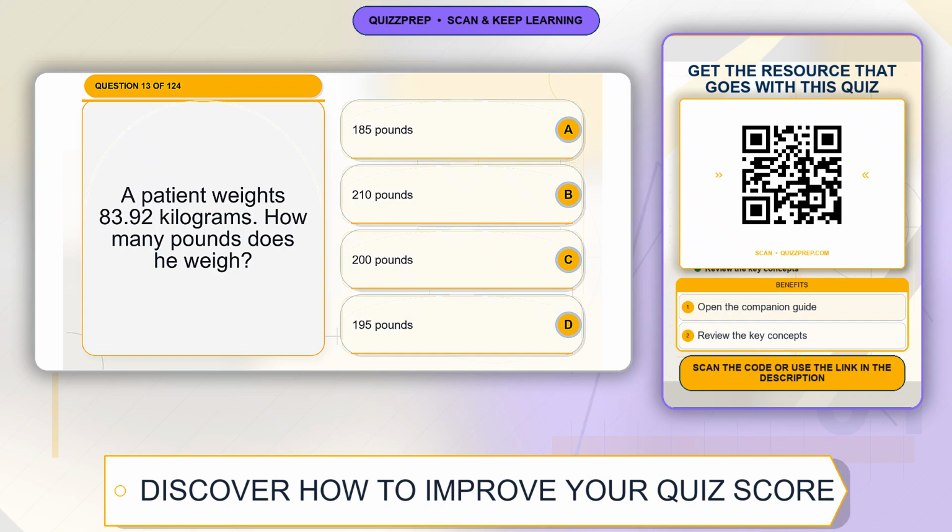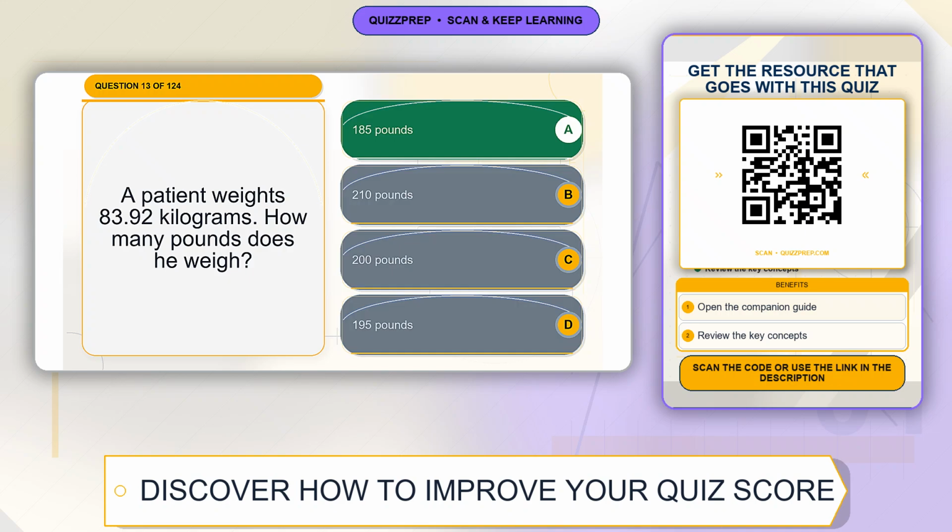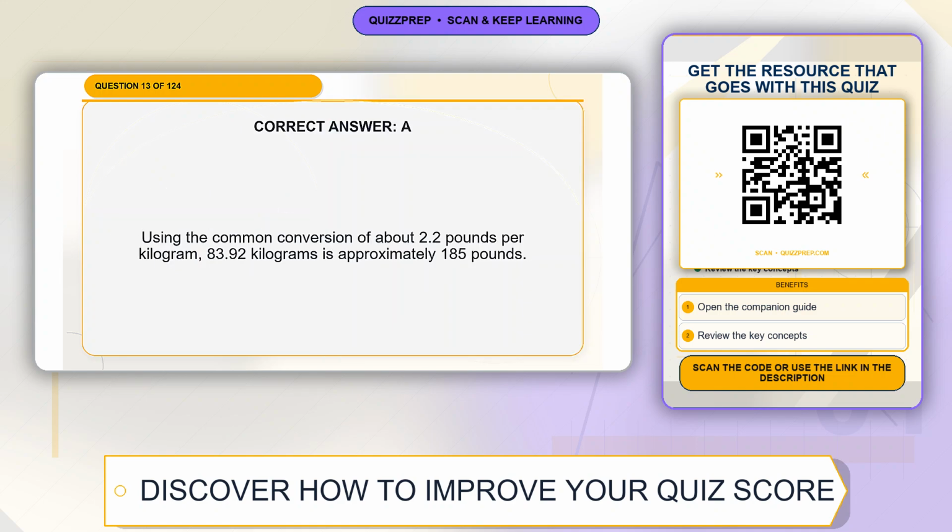Question 13. A patient weighs 83.92 kilograms. How many pounds does he weigh? Option A, 185 pounds. Option B, 210 pounds. Option C, 200 pounds. Option D, 195 pounds. The correct answer is Option A, 185 pounds. Explanation. Using the common conversion of about 2.2 pounds per kilogram, 83.92 kilograms is approximately 185 pounds.